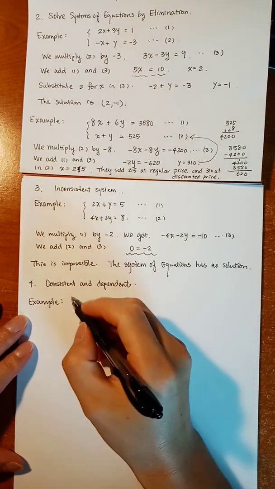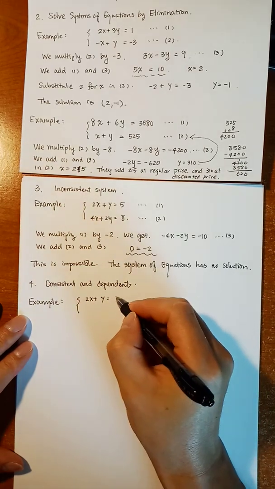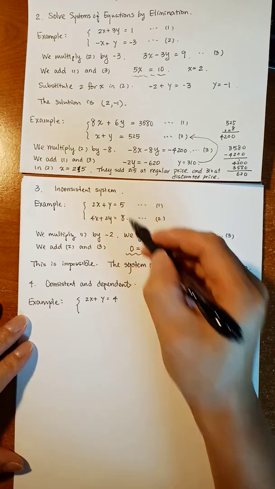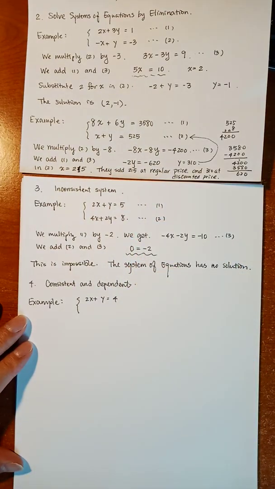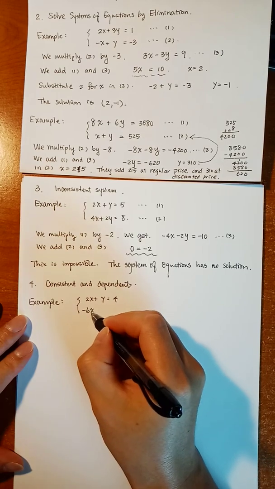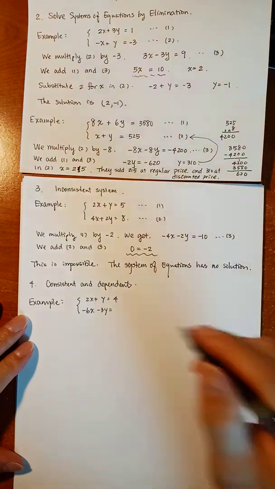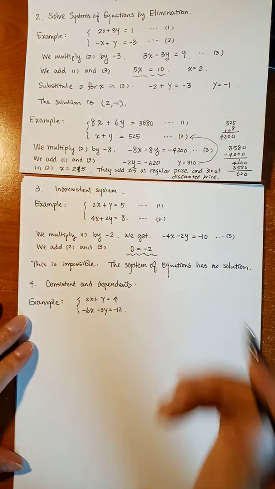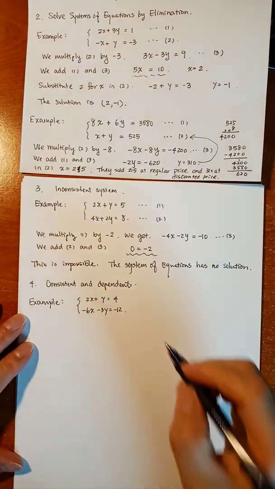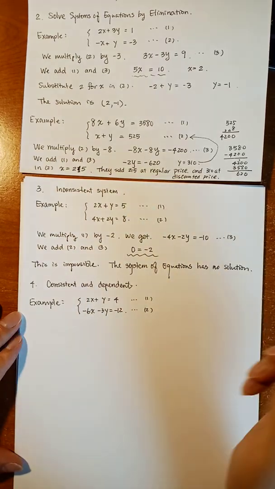Okay, so first we still have 2x plus y is equal to, not this time, here is a 4. And the second equation is -6x minus 3y is equal to -12. We'll try to solve this system of equations. We call them equation 1 and equation 2.